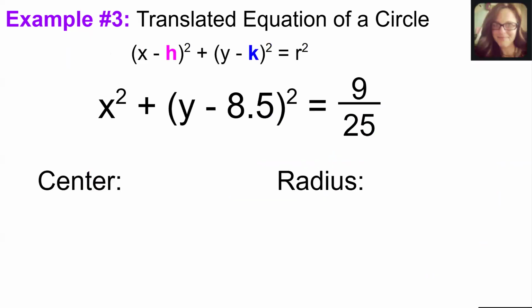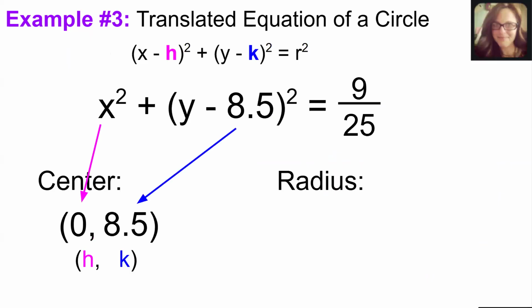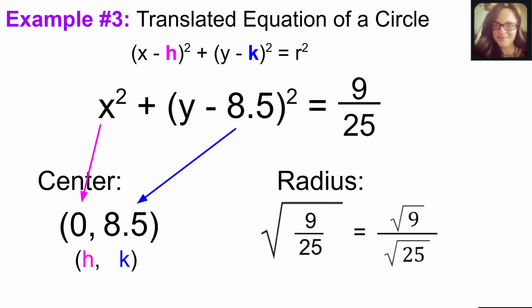Let's try another one, identifying the center and the radius of this circle. The center of the circle is (h, k). H in this equation is 0, and k is positive 8.5, using the opposite sign than the one in the equation. And now our radius: 9/25 is the radius squared, so we need to take the square root of 9/25. We can take the square root of the top and the square root of the bottom separately, and we get 3/5 for the radius.